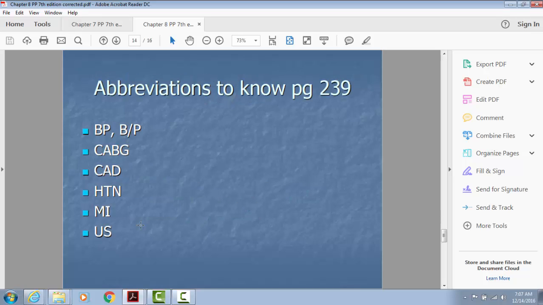Abbreviations that you need to know from page 239. The first one, BP, stands for blood pressure. CABG, coronary artery bypass graft. CAD, coronary artery disease. HTN, hypertension. MI means myocardial infarction, not that state up north. And US stands for ultrasound.